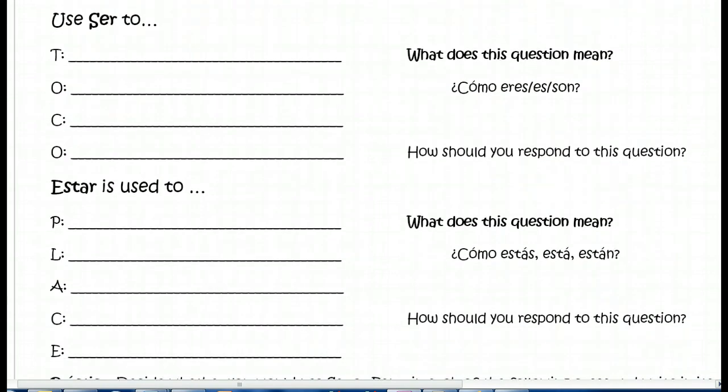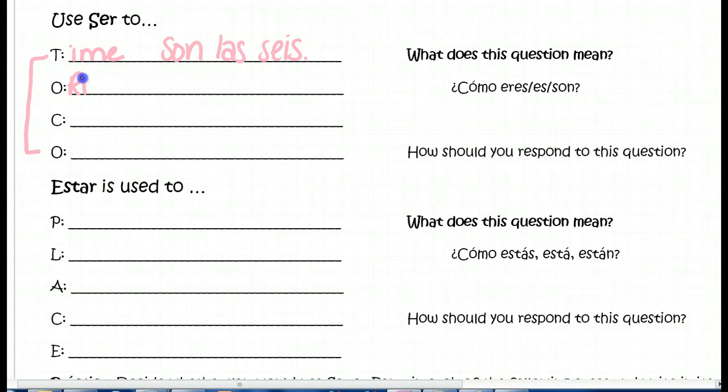So, like I said, we use ser and estar at different times, even though they mean the same thing. We use ser to do a few different things, and you can remember this acronym, TOCO, to help you. The T stands for time. We're going to use ser to tell time, for example, son las 6. You might remember that from the unit when we learned how to tell time. You always use ser.